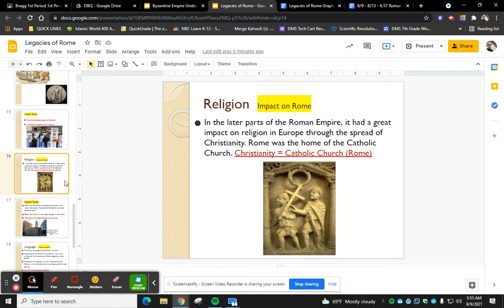Paul also wrote much of the New Testament. Now, Rome was the head of the Catholic Church. So, for the impact on Rome, their Christianity equals the Catholic Church in Rome. Again, later on this week, we are going to talk about how Christianity has its own schism, or big split, because of the split of the empires.